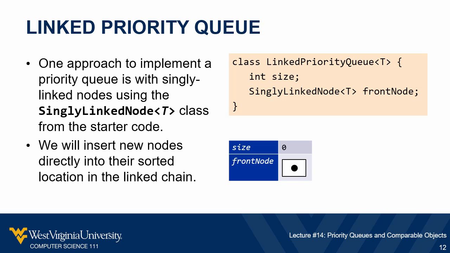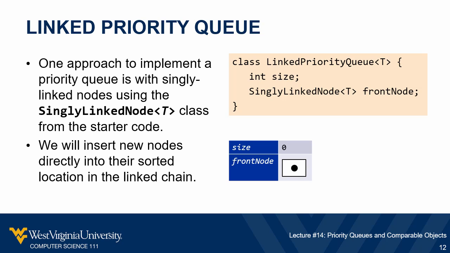We're going to focus on an implementation that uses chains of linked nodes. And we're going to work with singly linked nodes using the singly linked node class that's part of the starter code for this lecture. When we add new values to our priority queue, we're going to create a node and insert it into the chain in its properly sorted location right from the get-go. That way, when we remove items from the priority queue, we have that constant time operation. We know we just have to grab the front node from the chain.